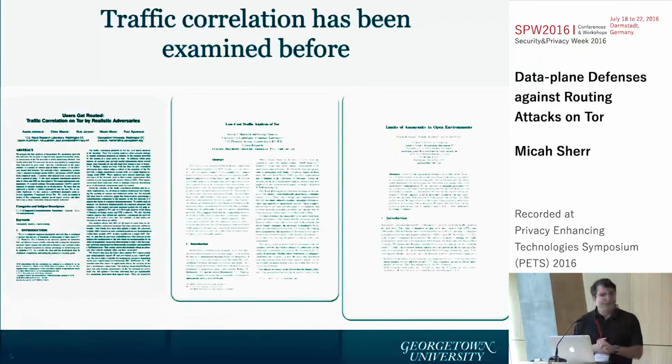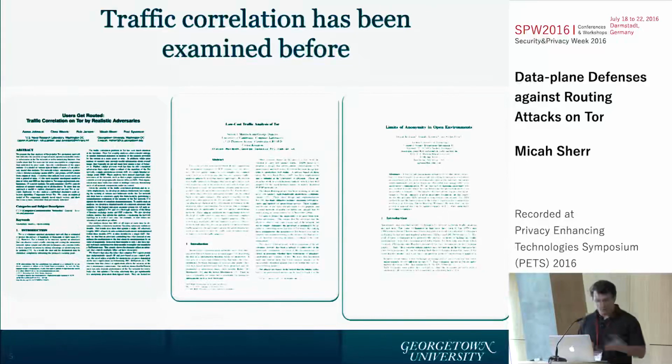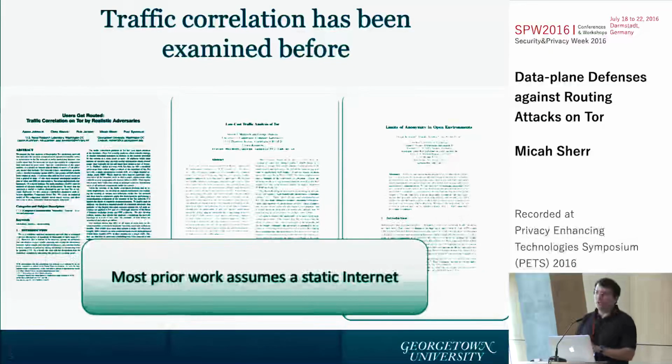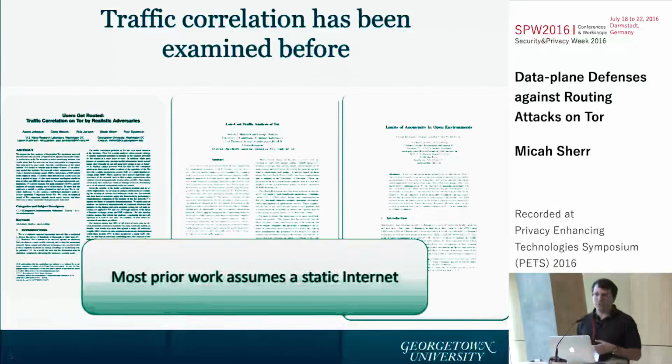Traffic correlation has been examined a lot before. There are a lot of really great papers on this that show how to do this. Stephen has a good one that shows how to do this really efficiently. Most of the prior work, with some notable exceptions, Pratik's work on Raptor being a very notable exception, assumes a static internet. So they take Tor as it is at some point in time, freeze a map, and I'm very guilty of this, do some analysis based on that frozen map and say, okay, Tor's security is X.